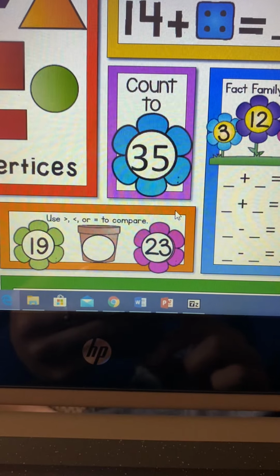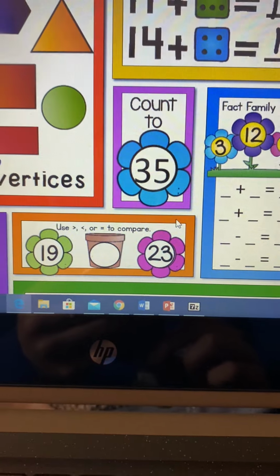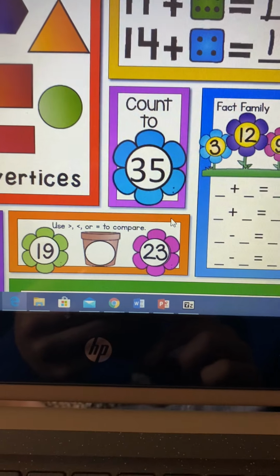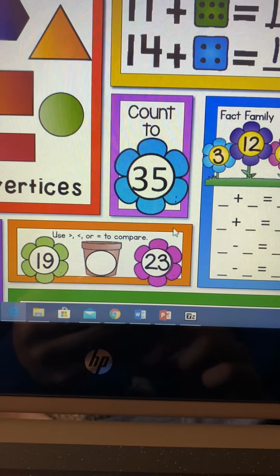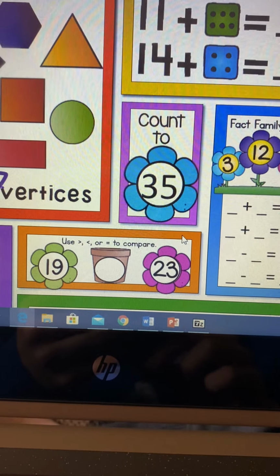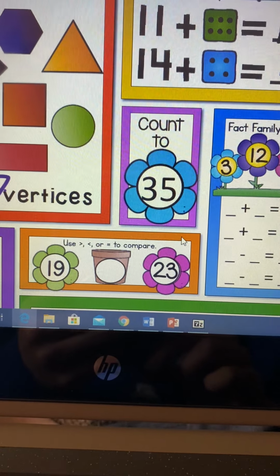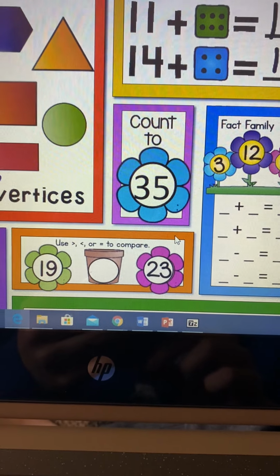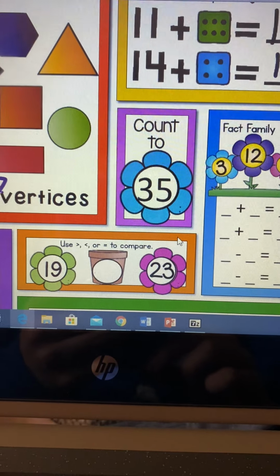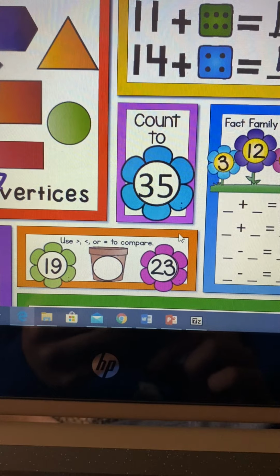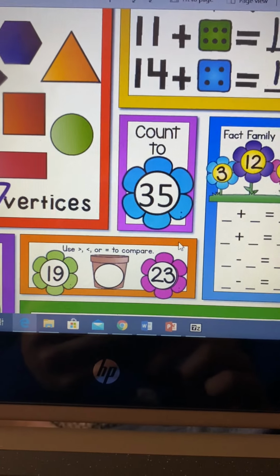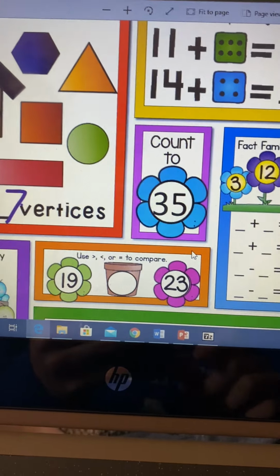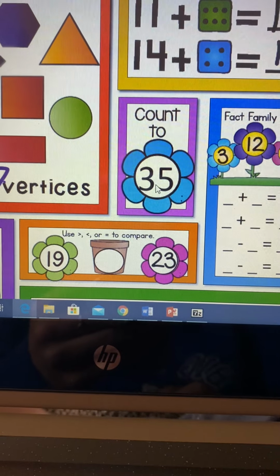1, 2, 3, 4, 5, 6, 7, 8, 9, 10, 11, 12, 13, 14, 15, 16, 17, 18, 19, 20, 21, 22, 23, 24, 25, 26, 27, 28, 29, 30, 31, 32, 33, 34, 35. Good job. We just counted by ones to 35.